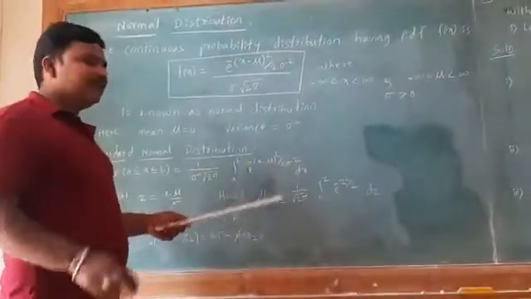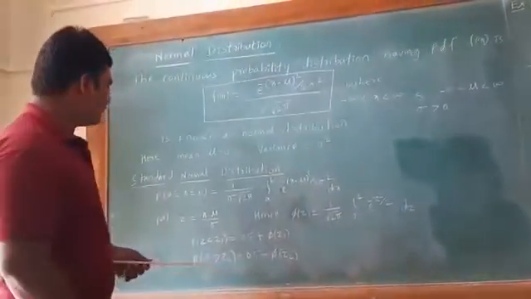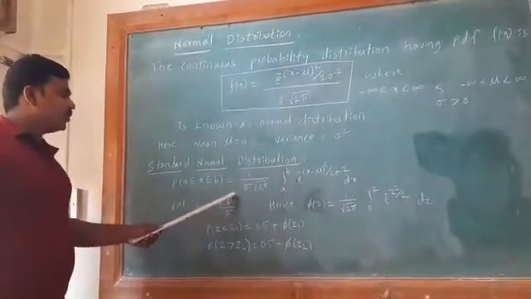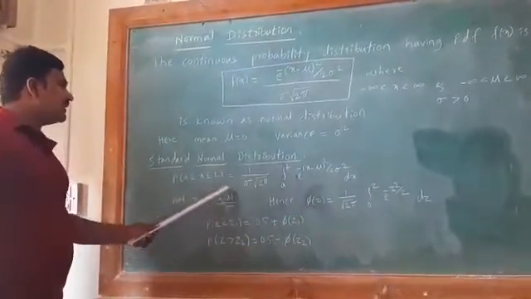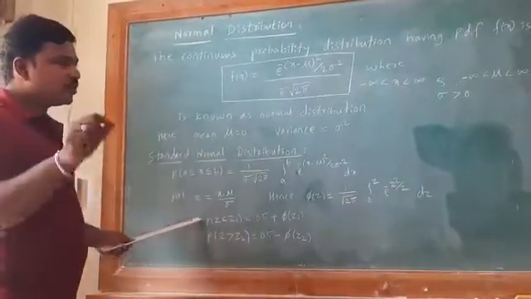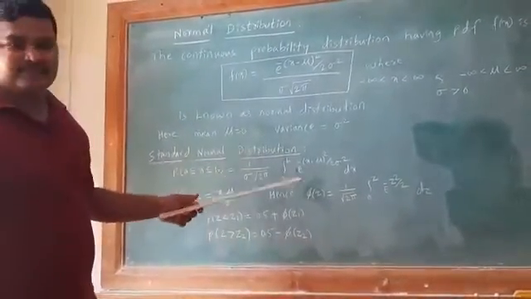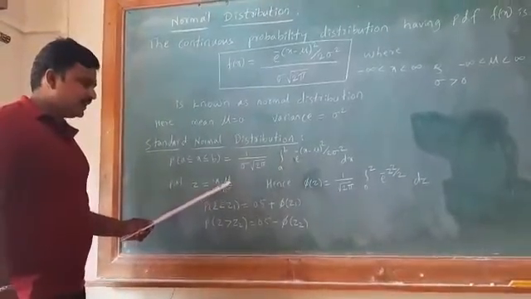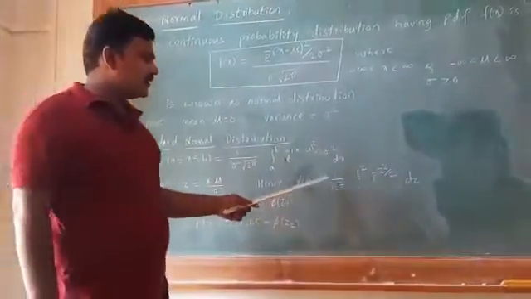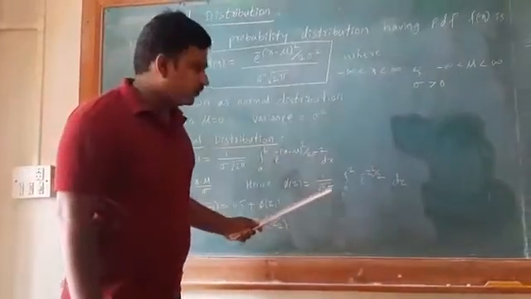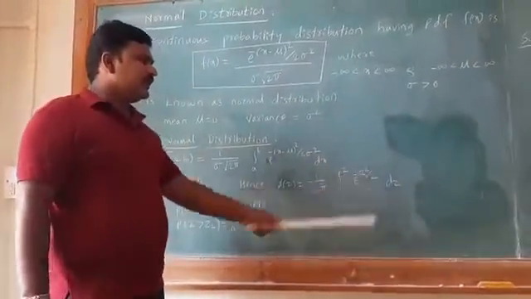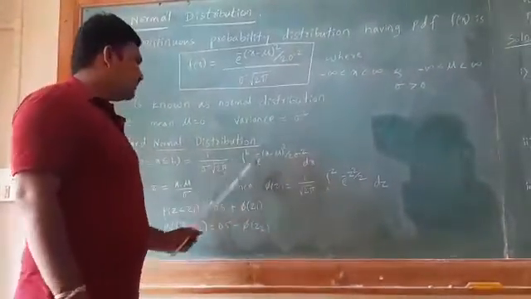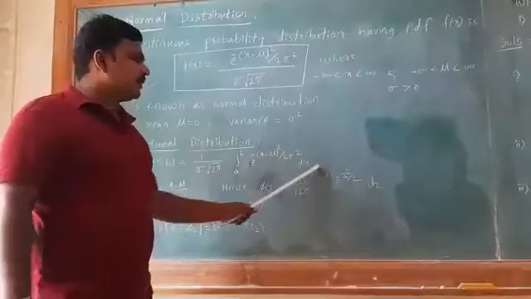Now we can apply the substitution method. Substitution method means put z equal to x minus mu divided by sigma. Remember, this is called the standard normal distribution, and the shortcut form is SND. So z is equal to x minus mu divided by sigma. Hence phi of z is equal to 1 divided by under root of 2 pi, integration of 0 to z of e raised to minus z square divided by 2 into dz. After substituting this value, we get this equation.